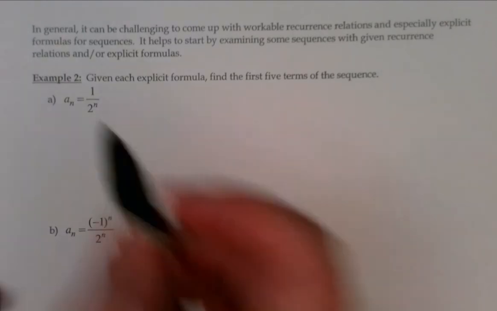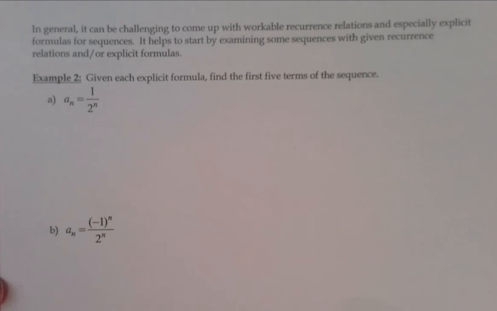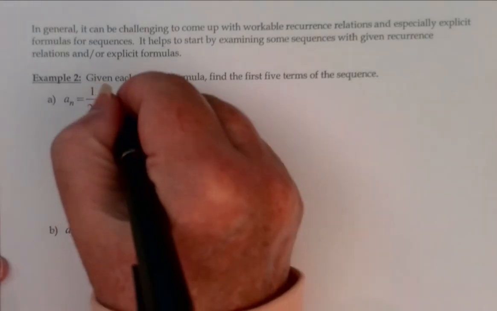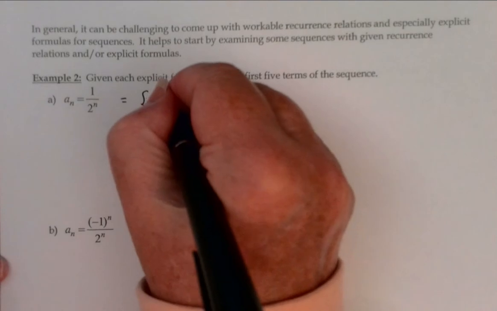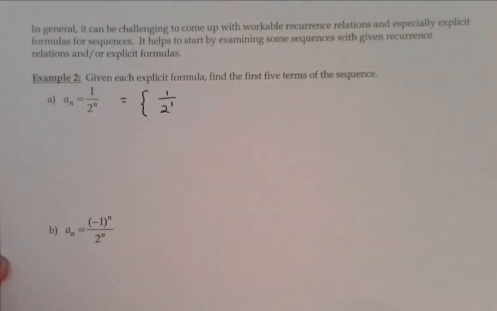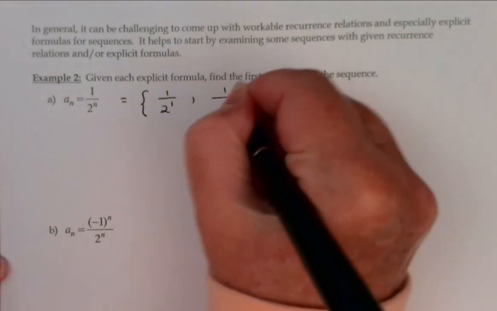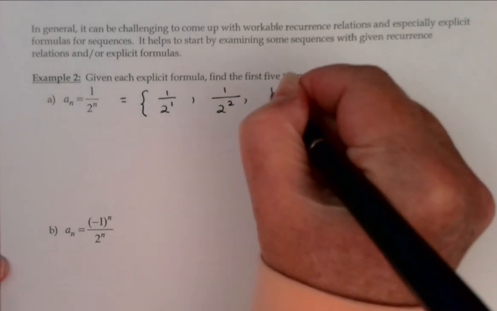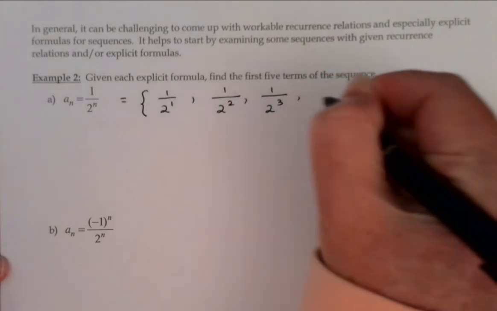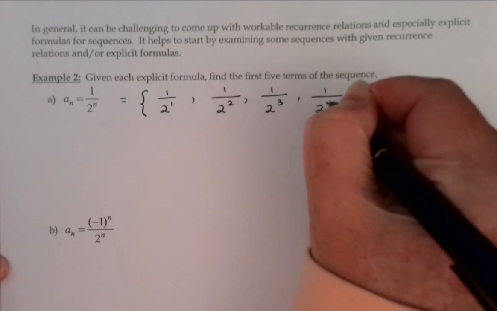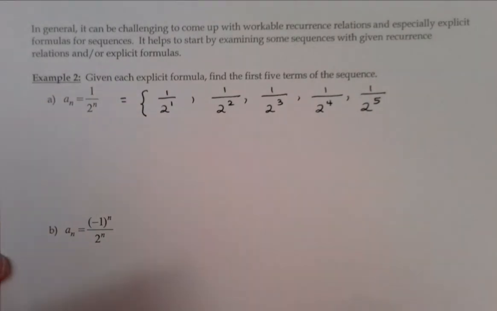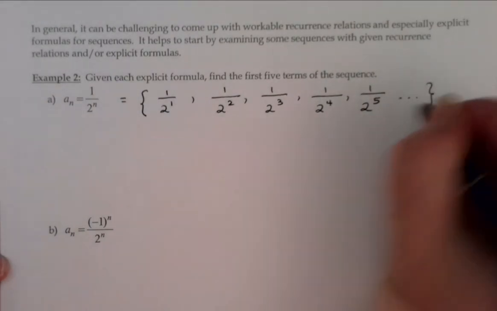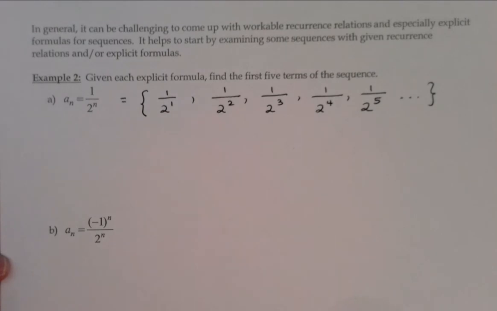So, in example 2, we've got some explicit formulas. And the instructions are to simply find the first 5 terms of the sequence. So I just start by plugging in n is 1. And then the next term would have an n of 2, and so on, until I get to the 5th term, plugging in n equals 5. And of course that would keep going, but I only have to find the first 5.